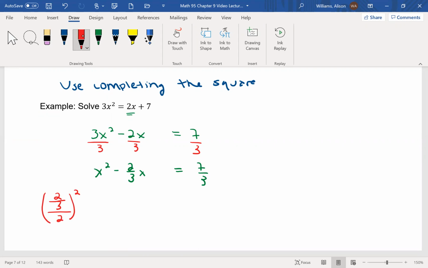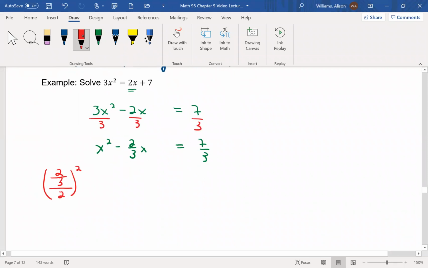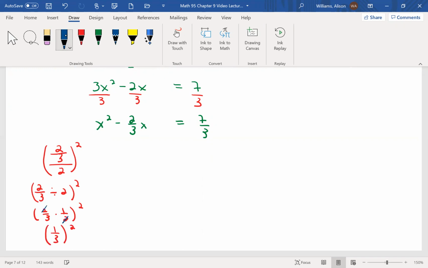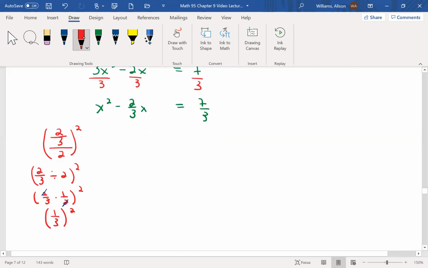But when you divide a fraction by 2, or divide with fractions, I should say, what you're doing is technically you're multiplying by the reciprocal, which is 1/2, or taking half. So that becomes 2 over 6, which reduces to 1/3, or you could think of it as canceling those 2's here on the fractions. And then 1/3 squared is 1/9. All right. So I'm going to add 1/9 to both sides.